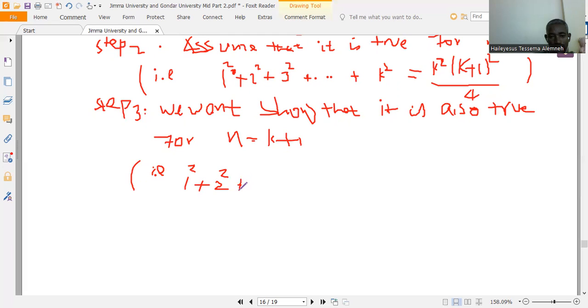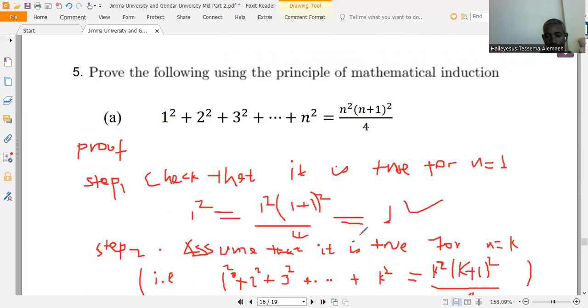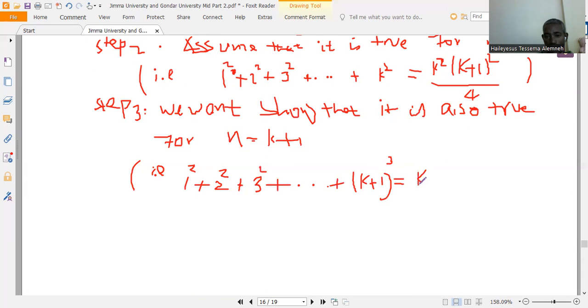Want to show that 1 square plus 2 square plus 3 square plus ... up to the (k plus 1) term, (k plus 1) the whole square, is equal to, with n equal to k plus 1, it becomes (k plus 1) the whole square times (k plus 1 plus 1), which is (k plus 2), the whole square over 4.